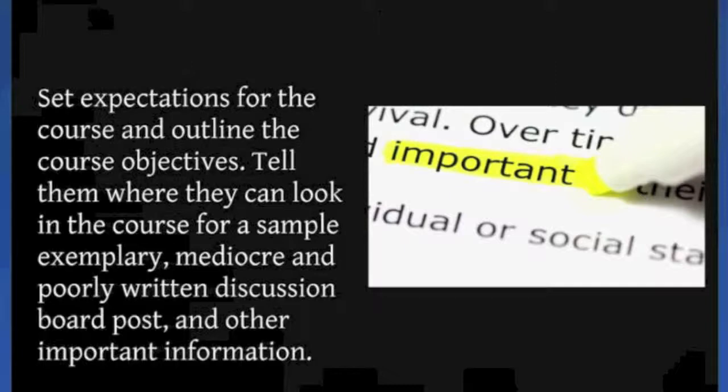You might consider providing examples of exemplary, mediocre, and poorly written discussion board posts to help make your expectations clear. Because I know for a lot of students, when you just read all of that text and you're trying to figure out what the professor meant, and you can't hear the tone, when you have samples and little video clips, students really can get a deeper appreciation for what your expectations are.